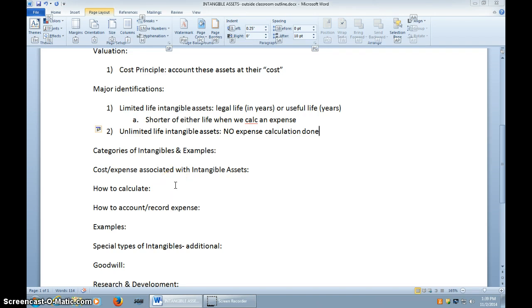Okay, I'm going to talk about some categories of intangible assets, and then I'll go back and give you some examples.